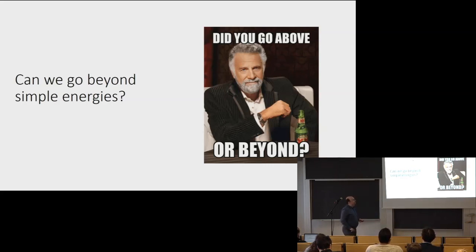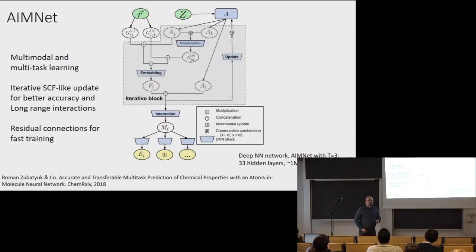Now, what can we do to go beyond the simple fit to energies? Now we can combine all these pieces together, and for example, we can do multimodal training. So we can train at the same time to energies and charges and all other properties you can imagine. This paper is currently under review, but it's available as a ChemRxiv preprint. Basically, we were rethinking the architecture of the neural network, to be able to add these different modules and different features, and also train on multiple properties at the same time.